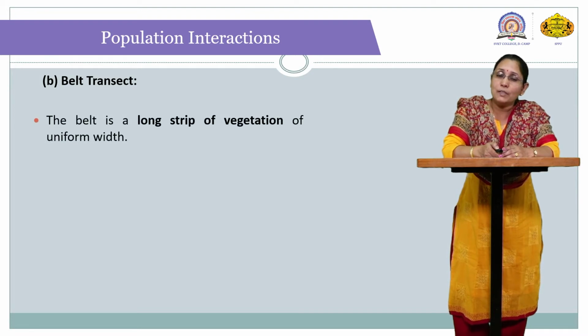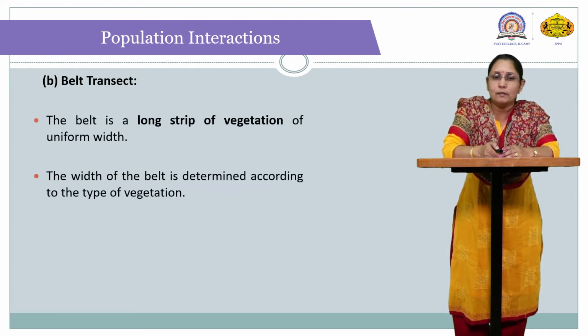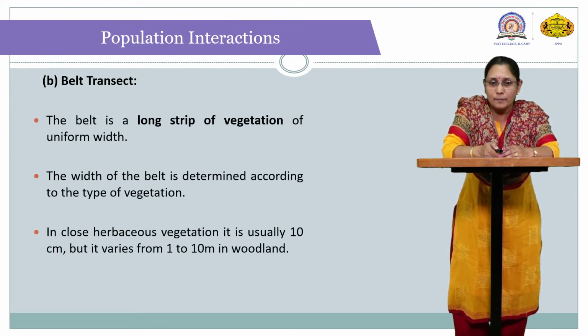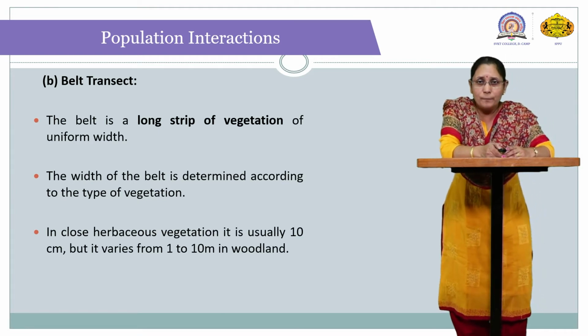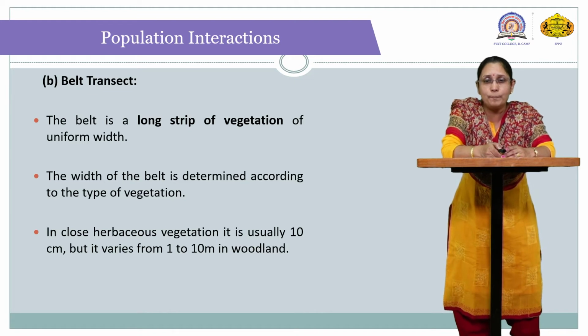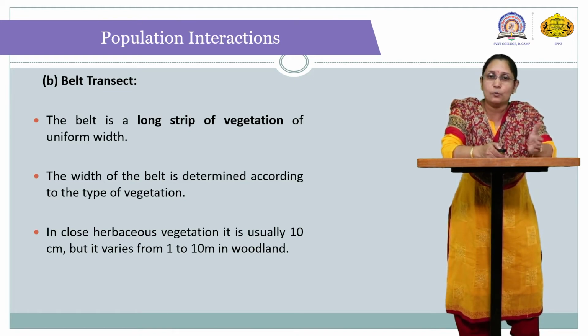Then what is next to this line transect method? What is meant by the belt transect method? This belt is a long strip of vegetation. Basically, it is a long strip of vegetation of uniform width. This thing is totally lacking in the line transect method. The width of the belt is determined according to the type of vegetation, so as per the vegetation, one can decide the width of that particular belt.